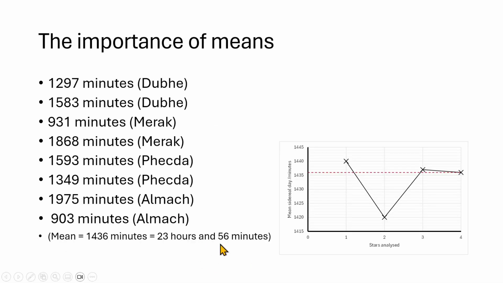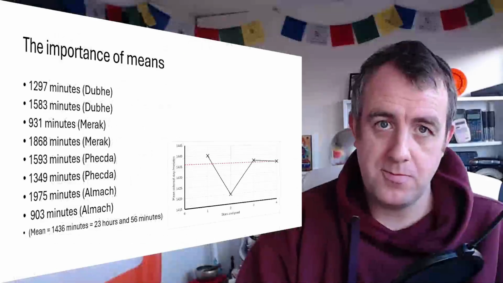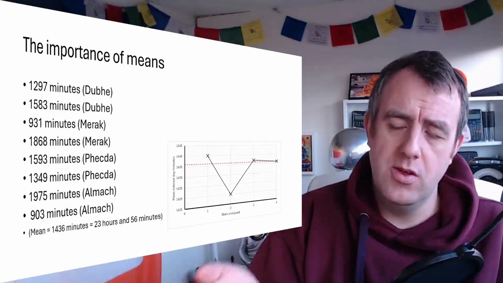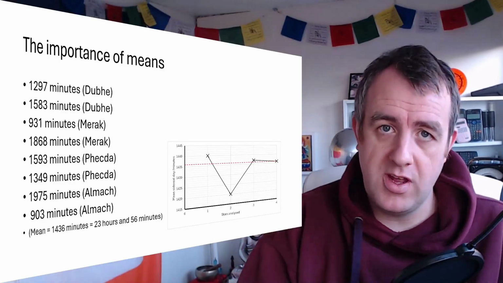Yes, the mean is now 23 hours, 56 minutes, which is all very nice, but we're swinging all over the place. Look at these numbers. The uncertainty is huge. Remember, the uncertainty would be half the range. Is absolutely enormous. So what would I do? I would do more stars.